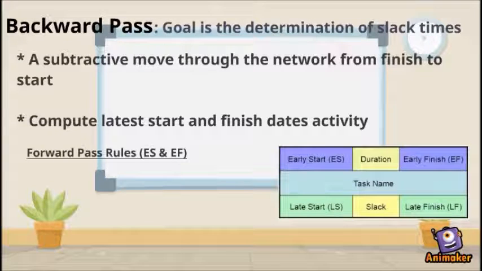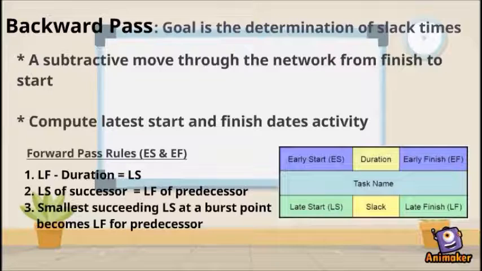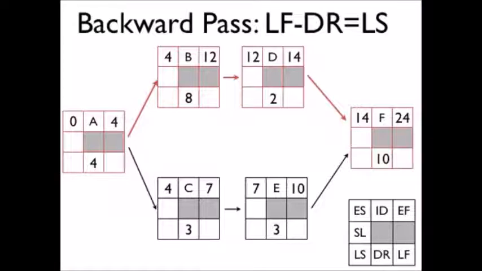There are some rules for backward pass. First, the difference between late finish and duration is late start. Next, late start of successor is the late finish of predecessor. Third, the smallest succeeding late start at a burst point becomes the late finish for the predecessor. Let's have an example. Let's do the backward pass.